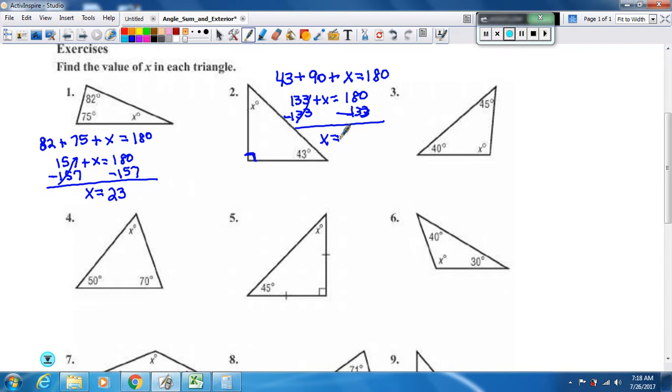180 minus 133 is 47. Okay, the next one, 45 plus 40 plus x. All three angles have to add up to 180 because it's a triangle. So you get 85 plus x, because 45 plus 40 is 85, equals 180. Subtract 85 from both sides. 180 minus 85 is 95.